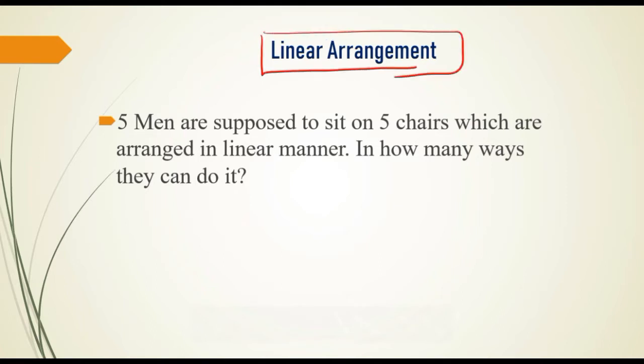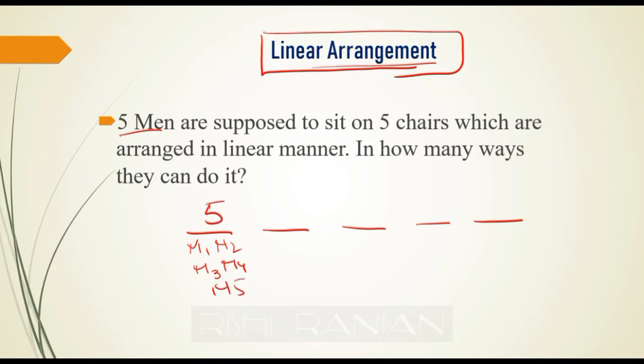This question is based on linear arrangement. Five men are supposed to sit on five chairs which are arranged in linear manner. In how many ways can they do it? Let's say 1, 2, 3, 4, 5 chairs. There are 5 chairs and there are 5 people to take the chairs. For this chair, the first man can take the chair, or second man, or third, or fourth, or fifth. Any one of them can take the chairs. So we have 5 options.